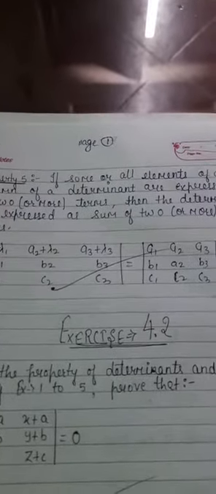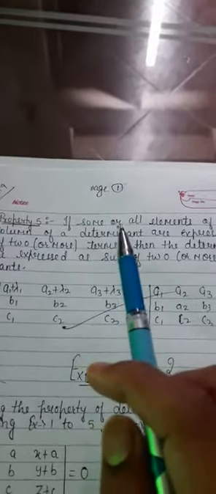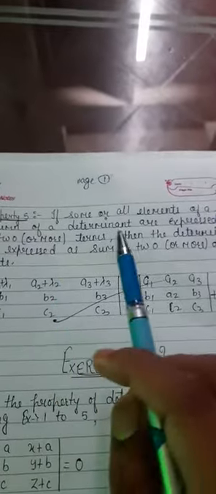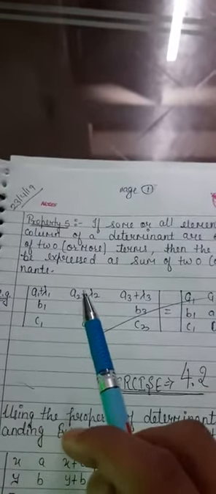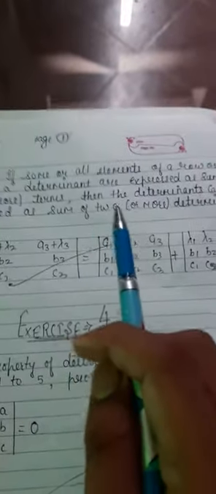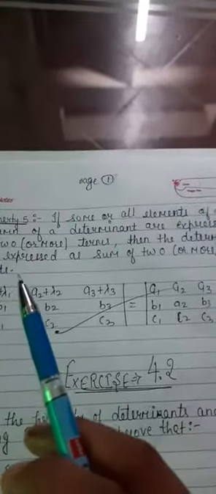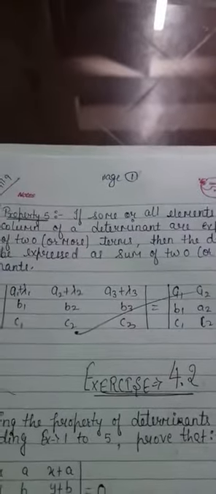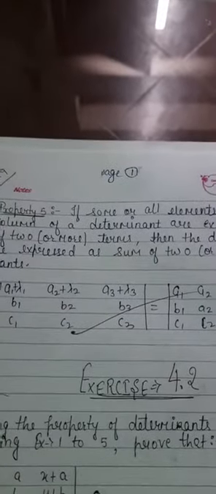Okay, so first of all, in the first line you can see property number 5. If some or all elements of a row or a column of a determinant are expressed as a sum of two or more terms, you can see these are in the form of a sum of two terms. It can be three terms also, four terms also, okay. Then the determinant can be expressed as the sum of two or more determinants. In a simple way, we can split this into two or three parts, okay. One determinant we can break into two or three parts.